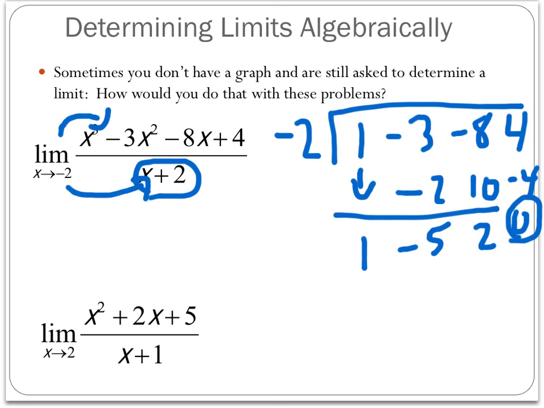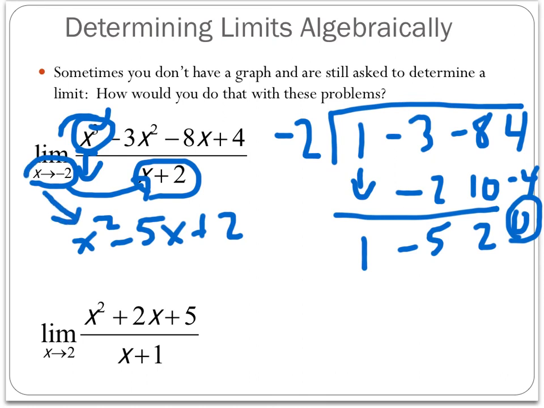So remember, we need to write this as an equation. These are the coefficients. So if you remember, our equation started at x cubed, so our exponent always drops by 1. So this is the equation, x squared minus 5x plus 2. And to finish up this problem, we can then substitute x equals -2 in this equation and get 16, which would be our answer then.